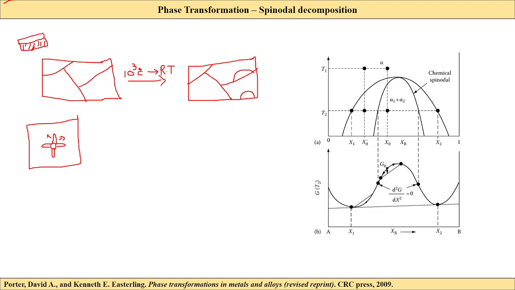Now what about heterogeneous nucleation? For heterogeneous nucleation you can see that it can form on a surface. This is my gamma grain, this is also my gamma grain, this is gamma 1 and this is gamma 2, and a new grain is formed on the grain boundary. It is forming on a boundary. So that is what I'm saying.